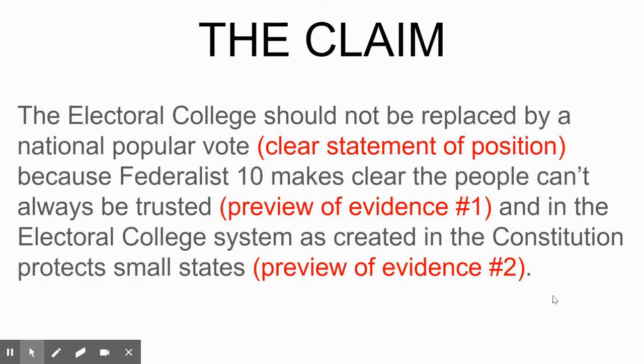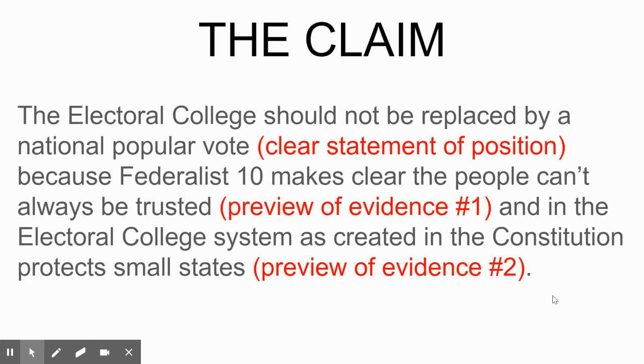Okay, so here's the claim. The Electoral College should not be replaced by a national popular vote. Okay, so that's a clear statement of your position. That's a claim, okay? Because Federalist 10 makes clear that people can't always be trusted. Preview of evidence number 1, see that? And the Electoral College system, as created in the Constitution, protects small states. I'm previewing my second piece of evidence.